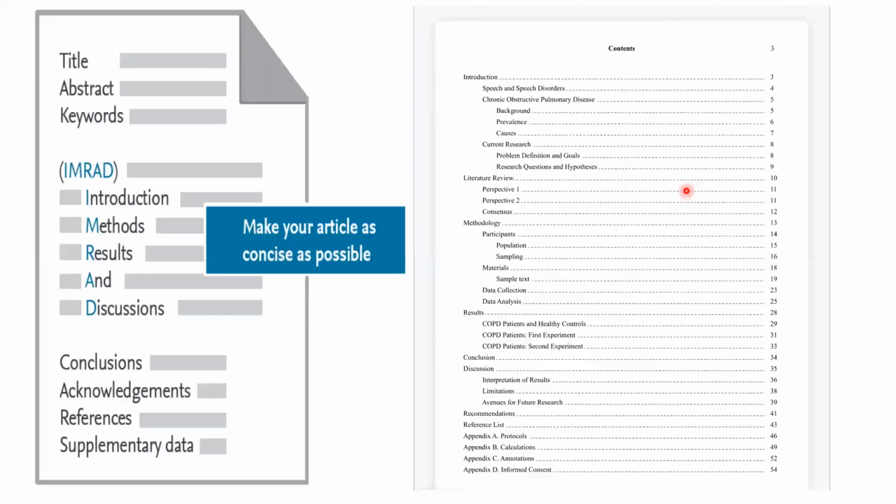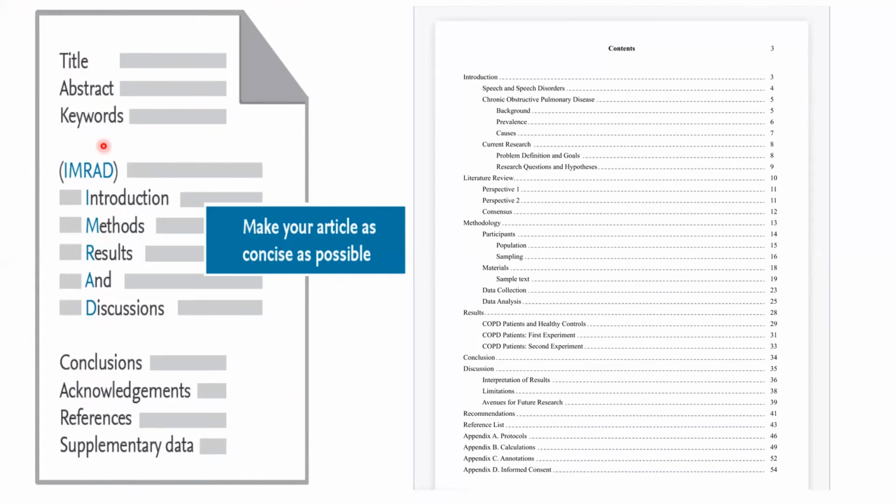All right. As I mentioned last time, the main difference, you can see on the left side, I already mentioned in the last session, is that you need to follow for each article these main components: the title, abstract, keywords, IMRAD, which is introduction, methods, results, and discussion, then conclusion, acknowledgement, references, and supplementary data.